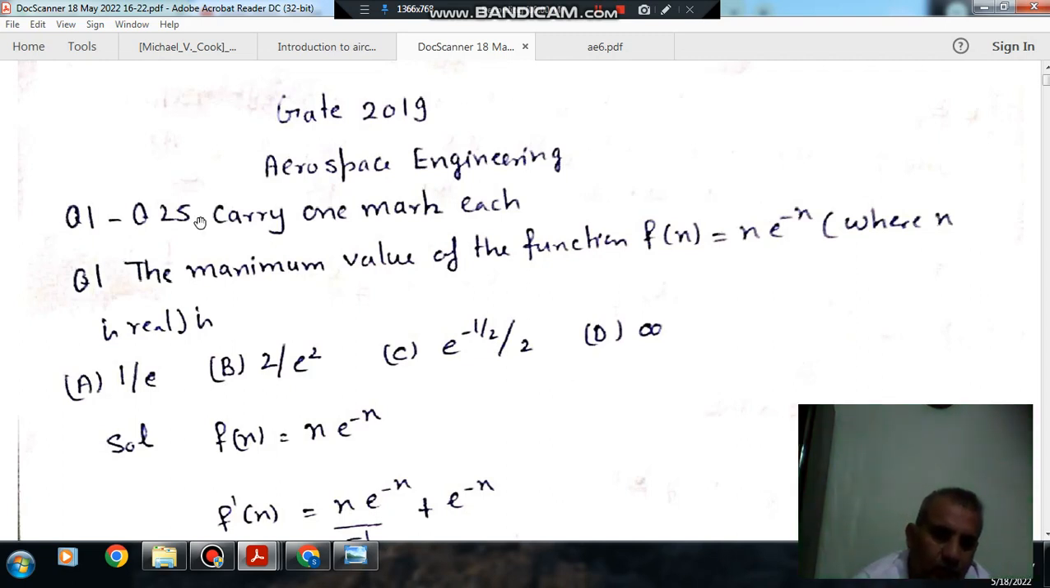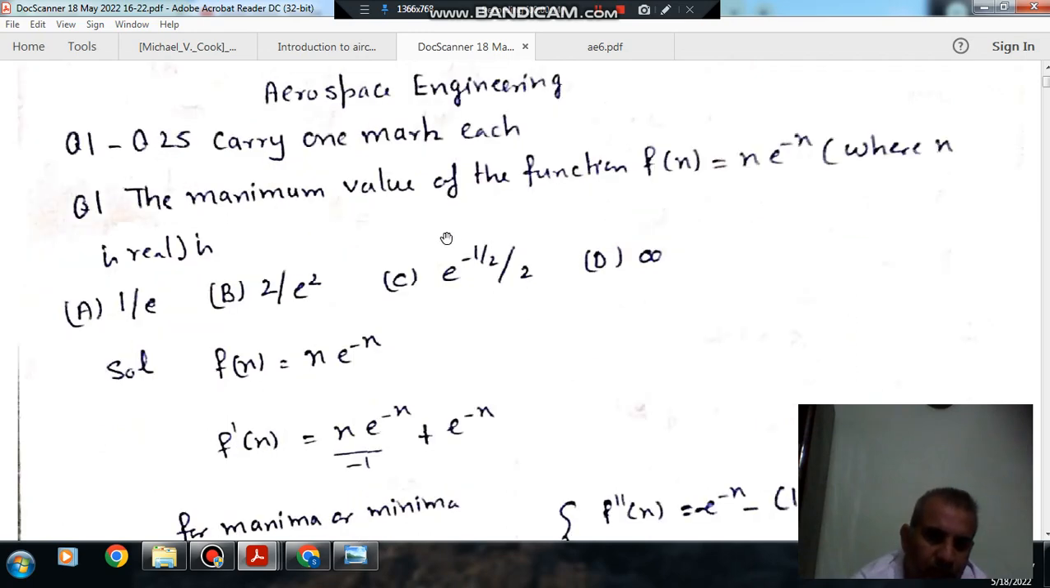In this session, we will solve GATE 2019 Aerospace Engineering paper. Question number 1 to question number 25 carry 1 mark each.